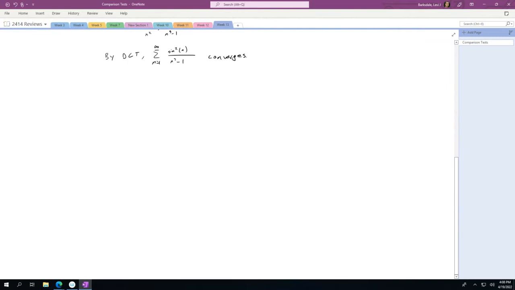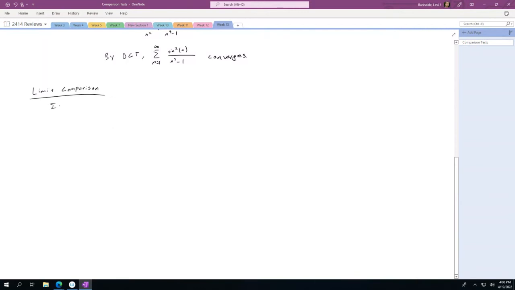The next comparison test is known as the limit comparison test. And the limit comparison test is my favorite comparison test, my favorite series test of them all, in fact. It is fantastic. And the idea behind the limit comparison test is it's really good at getting rid of a lot of fluff in lower terms. So let's just start with the definition.